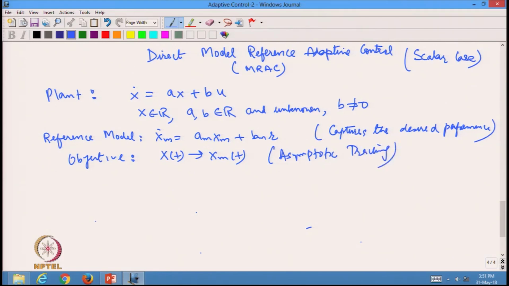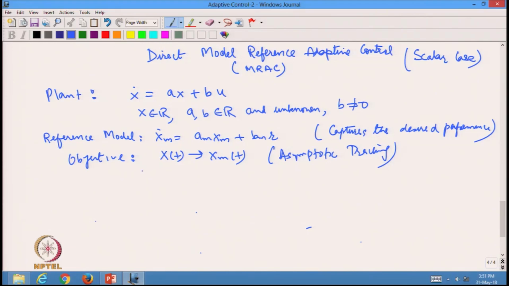Okay, so I am hoping for asymptotic tracking. Perfect tracking, which means x of t is exactly equal to xm of t for all time, cannot really happen here because A and B are unknown. So, we will see how we can at least get asymptotic tracking.